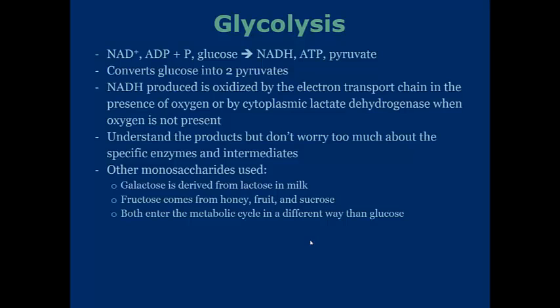Before I go into carbohydrate metabolism proper, take note that there are a lot of products, enzymes, and intermediates. If you can memorize these, great, but by and large for the MCAT, they're more concerned about the end results in products, less so the intermediates. Other monosaccharides used include galactose, which is derived from lactose in milk, fructose, and sucrose. Both enter the metabolic cycle in a different way than glucose, though.